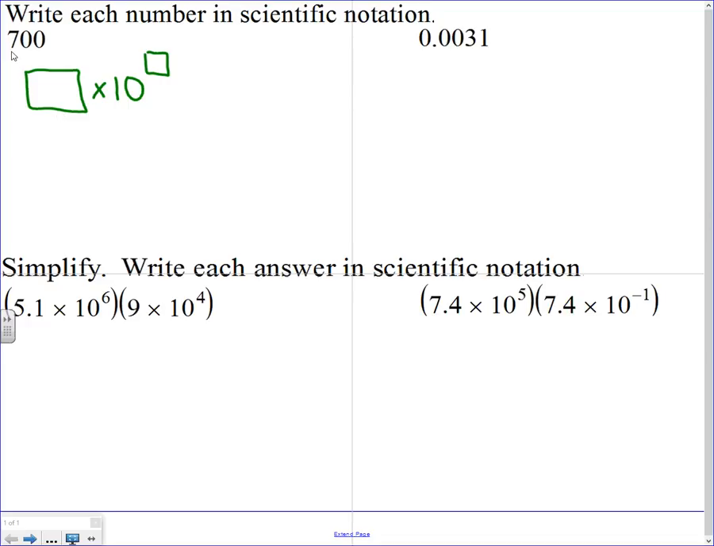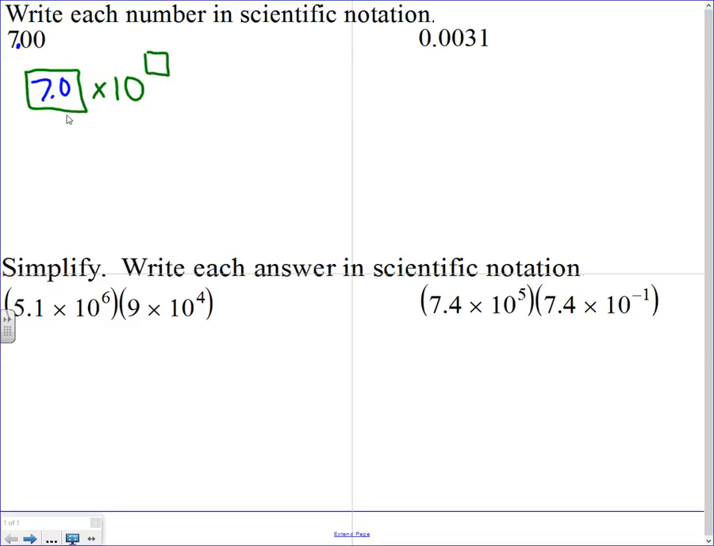I want this number to be between 1 and 10, but it's not between 1 and 10. Every number has a decimal at the end. The way you make the number between 1 and 10 is you move the decimal. I went from 700 to 70, but still it's not between 1 and 10. Move it again, and now it became 7, and the number is between 1 and 10. So the number should be 7.0. One or two zeros doesn't matter, but 7.0.